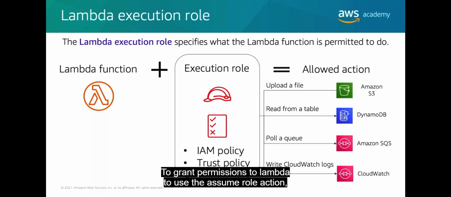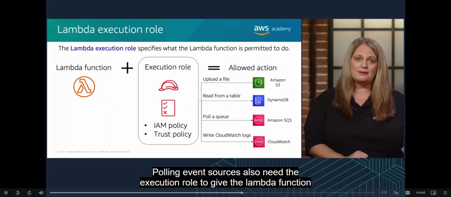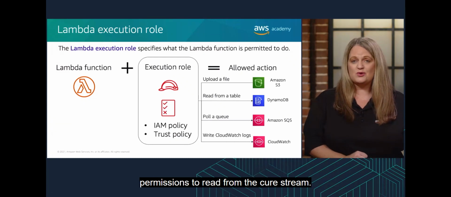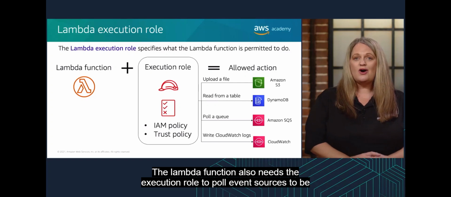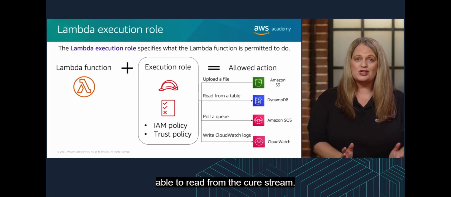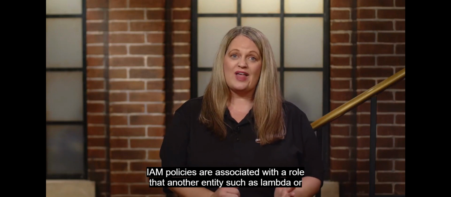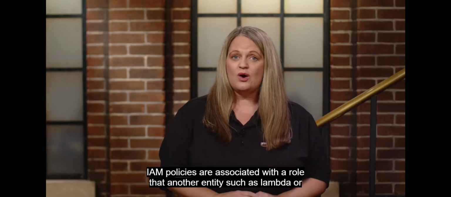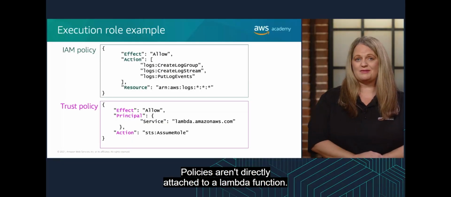To grant permissions to Lambda to use the assume role action, you must have permissions for the IAM pass role action. Polling event sources also need the execution role to give the Lambda function permissions to read from the queue or stream. The Lambda function also needs the execution role to poll event sources to be able to read from the queue or stream. IAM policies are associated with a role that another entity, such as Lambda or another resource, can assume. Policies aren't directly attached to a Lambda function.